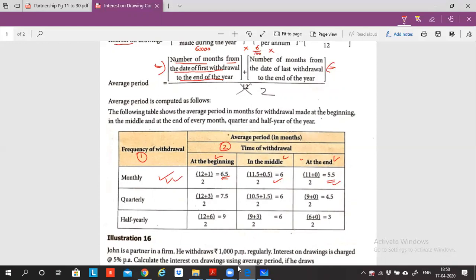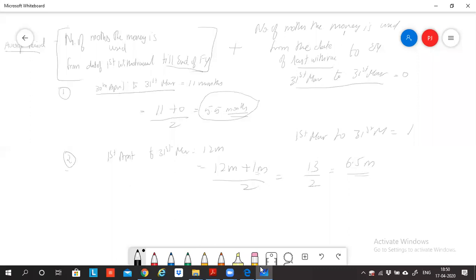Now, please tell me the number of months from the date of last withdrawal. In my second example, when am I finally withdrawing the last money in the financial year? On which date am I withdrawing this 5,000? At the end of the month, sir. No, I twisted the case. That case we completed. I said I'm giving you the second case. Now this case is money withdrawn monthly at the beginning of every month. This is the second case.